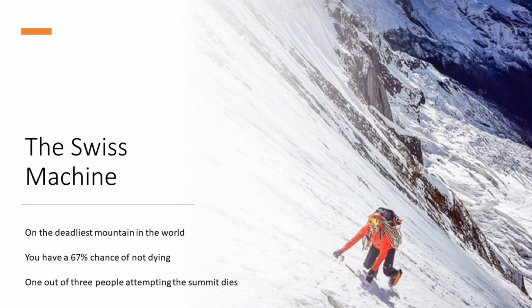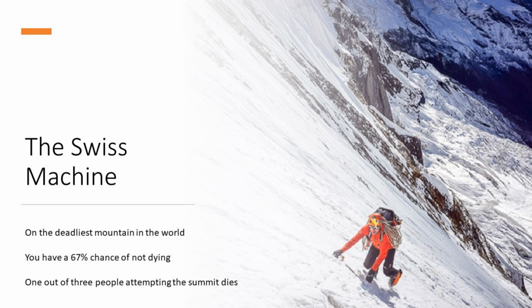Now, this gentleman you see here is an absolute legend. He's referred to as the Swiss Machine, and you see him here climbing the deadliest mountain in the world. This is Annapurna. If you climb that mountain, you have a 67% chance of not dying. In other words, 1 out of 3 people that attempt that summit dies. So it's very, very difficult. And you can see him here climbing that with what appears to be no concern for risk.